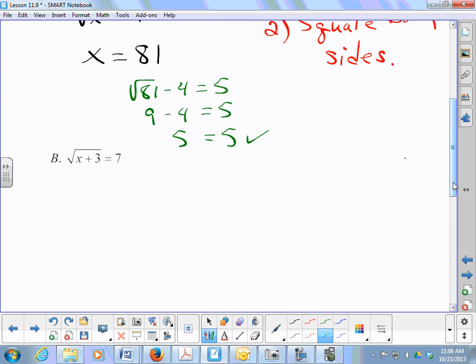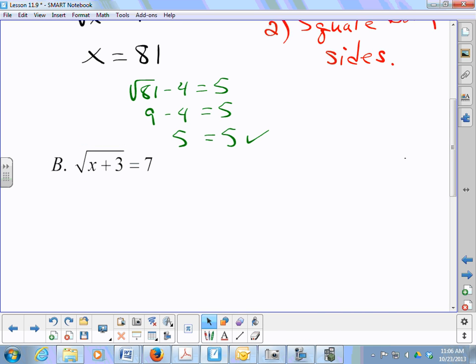All right, letter B. First of all, we want to isolate the radical. I look at it: square root of x plus 3. Is everything under the radical? Is it isolated? It's all by itself on the left side. There's just a radical there. So now I have to square both sides.